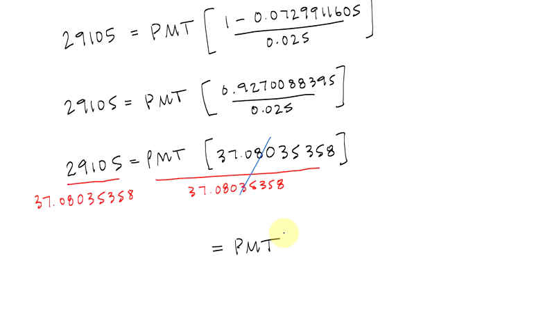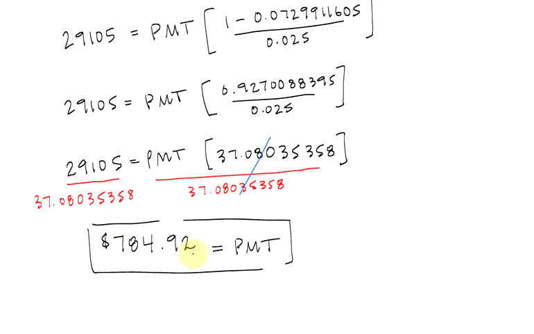We wanted to get the payment all by itself on that right hand side. On the left side, when we divide 29,105 by 37.08035358, that's going to give us the payment that we're after. So when you do that division, you should get $784.92. The payment is a dollar amount, and so I wrote it as a dollar amount, and as a rule of thumb, we will round dollar amounts to the nearest cent.